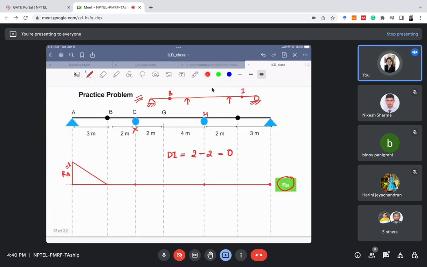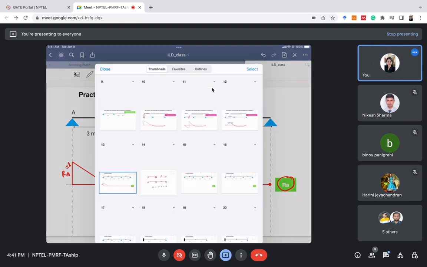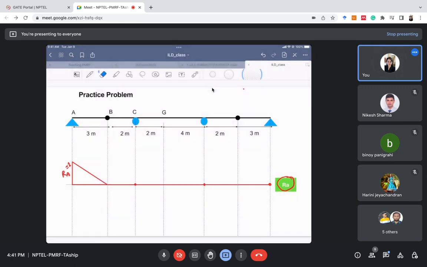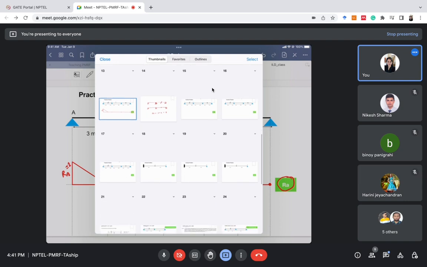If this internal hinge won't be here, the degree of static indeterminacy would be 1, because I have added two supports but I have removed only one restraint, so it would have become 1 in this case, right? So these things you should check before attempting any problem, but usually it will be very clear to you that the beam is statically determinate or indeterminate, because this would not be a problem for you, I guess.